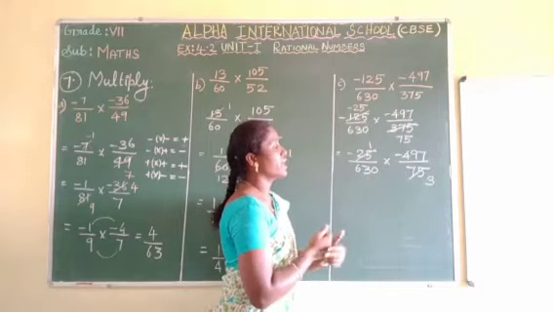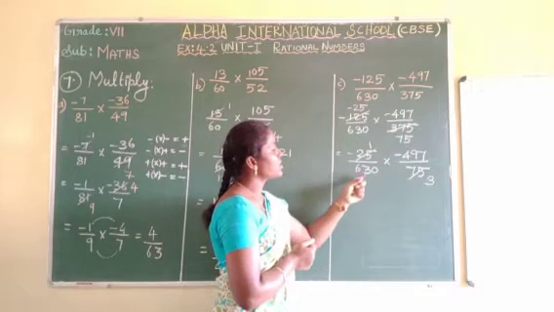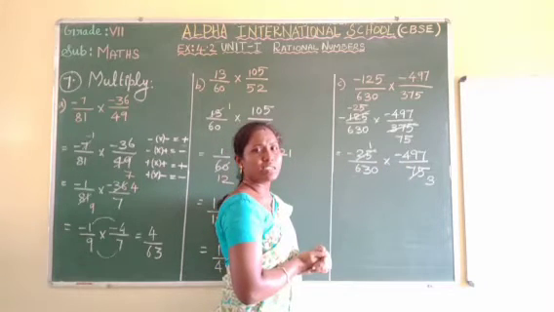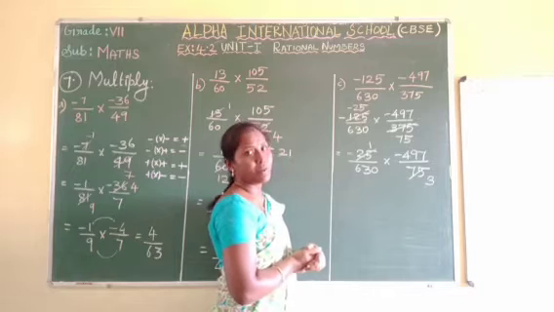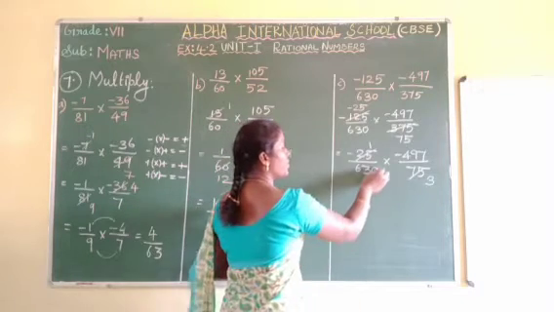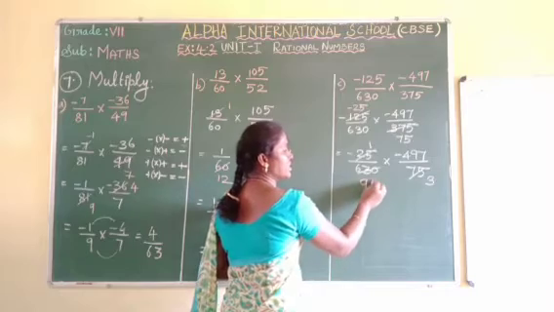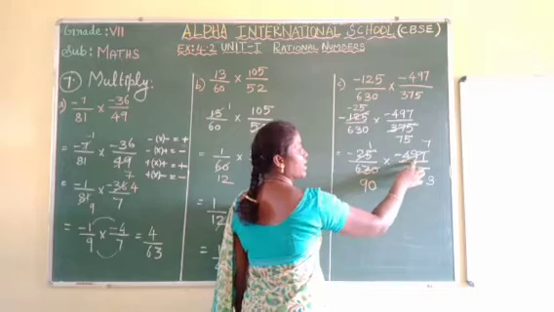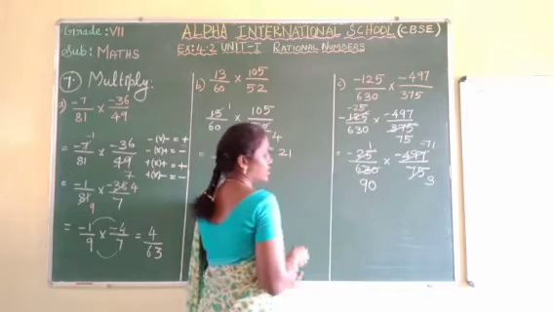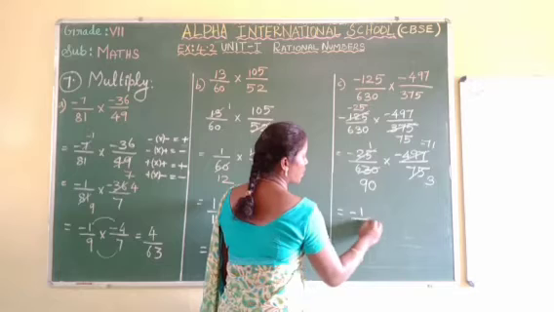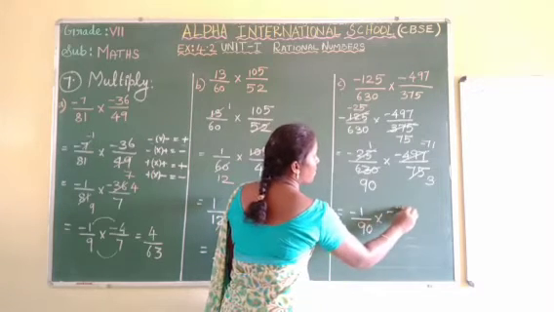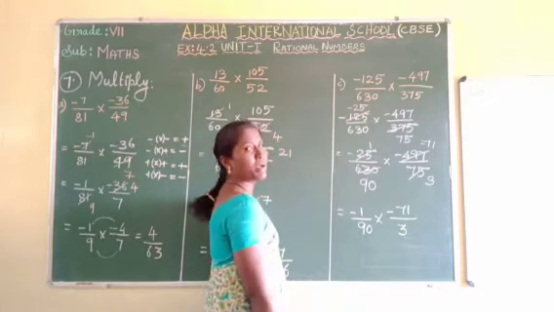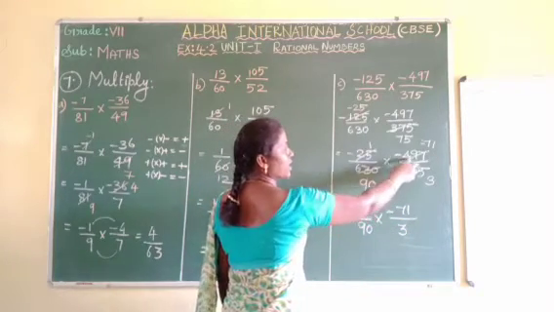630 and 497. Okay, so for 63 and 497, it ends with 7. Is any common factor there? Yes, we can simplify by 7. So 9 7s are 63, so 0 remains. Here simplify by 7: 7 7s are 49 and 1 7 is 7. So what is the remaining in our hand? Minus 1 by 90 into minus 71 by 3, because 7 7s are 49 and 1 7 is 7.